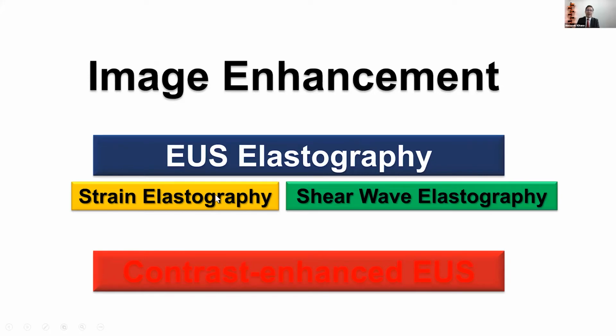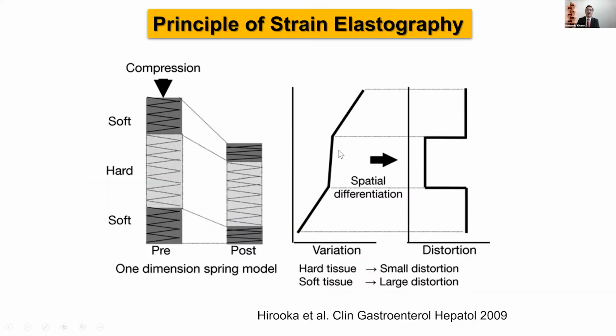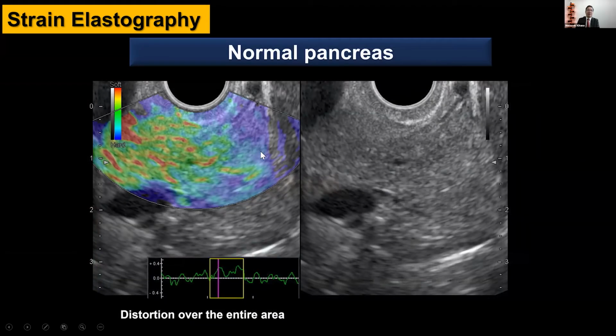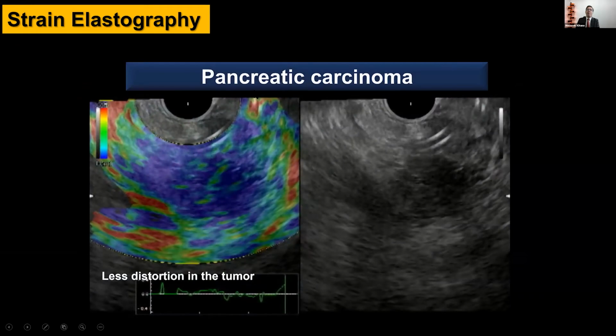EUS elastography includes strain and shear wave elastography. This is the principle of strain elastography. When the probe compresses tissue, some distortion occurs. Hard tissue has small distortion. On the other hand, soft tissue has large distortion. By calculating distortion, we can depict tissue hardness in colors. Normal pancreas is depicted in green. On the other hand, pancreatic carcinomas are depicted in blue, which means less distortion in the tumor.